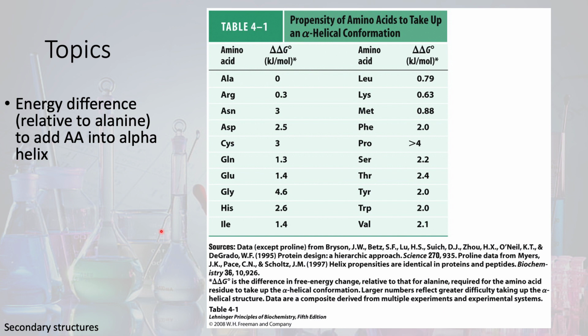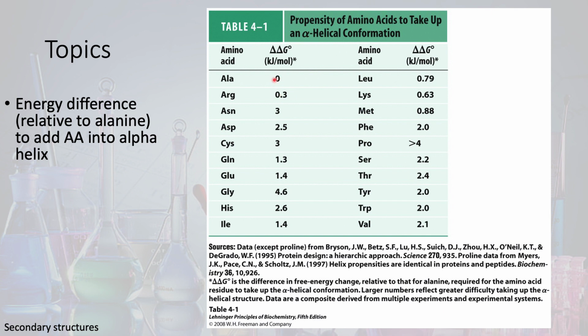And here's just a slide to demonstrate the favorable or unfavorable energetics of including specific amino acids into these alpha helices, right? So the title of this table is the propensity of amino acids to take up an alpha helical conformation, and the data here says that it's normalized to alanine, right? So delta delta G naught is the difference in free energy change relative to that for alanine required for the amino acid residue to take up the alpha helical formation. So if you look up alanine, the delta delta G naught is 0. So this would mean that low numbers here indicate amino acids that are favorably found in alpha helices.